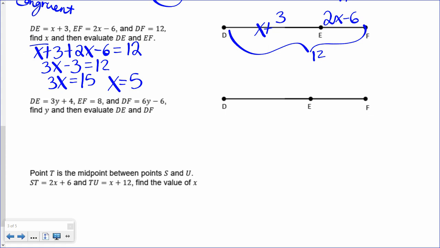Do I stop here and move on to the next question? No, you go back to the directions. It says find x and then evaluate. Evaluate. We talked about this last time. 5.